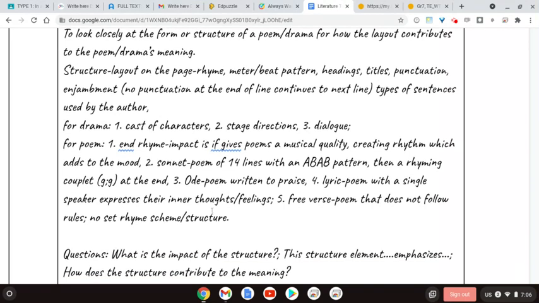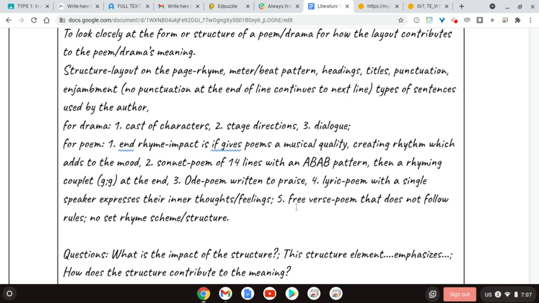So some of the key structural elements for poems that we've discussed is end rhyme, and the impact is that it gives it a musical quality by creating rhythm, which adds to the mood. Or two, the sonnet structure, which is a poem of 14 lines with an A-B pattern, and then a rhyming couplet, G at the end. We talked about an ode, which is a poem written to praise something. We talked about lyrics, which are poems with a single speaker expressing their inner thoughts and feelings.